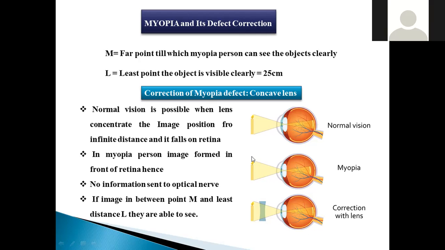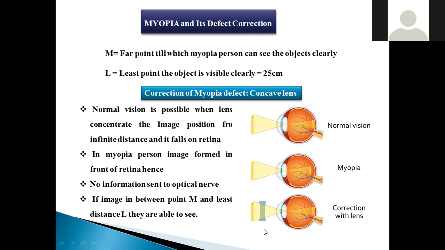And in the second condition, the object is placed at the same distance, but the person is suffering from myopia now. If he is suffering from myopia, this object picture does not fall on the retina. Instead, it falls in front of the retina. The object picture is placed in front of the retina. So this condition is said to be myopia.